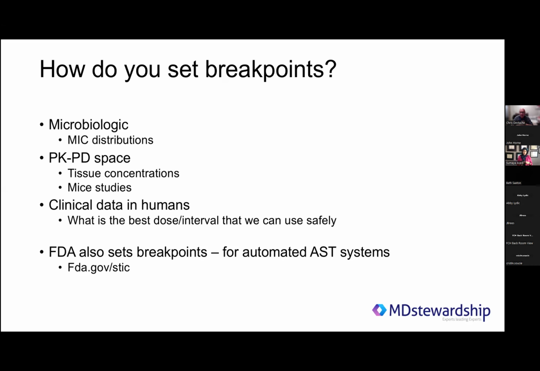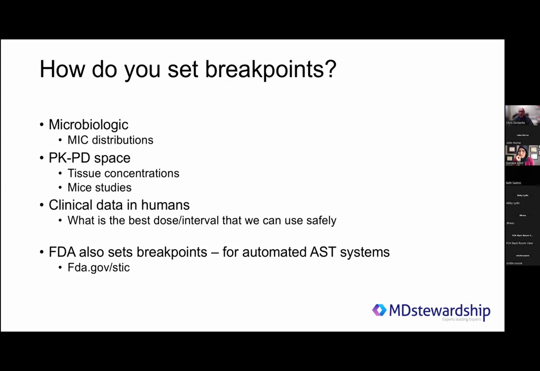The second set would be the pharmacokinetic and pharmacodynamic literature looking at tissue concentrations and mostly mice studies and in vitro hollow fiber systems. And so you basically look at those to determine what types of concentrations are you going to get at different tissues. And then the final set of data that you want to look at is clinical data. And so that basically looks at what's the best dose and interval that we can use safely to inhibit that organism. And so there's been lots of changes.